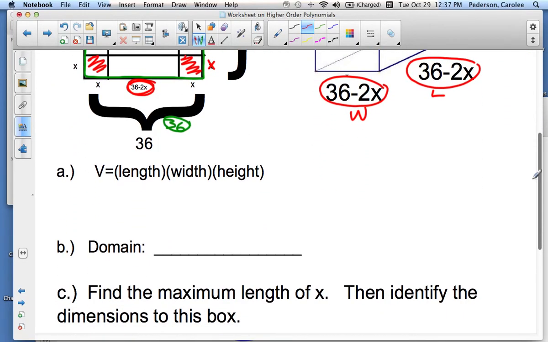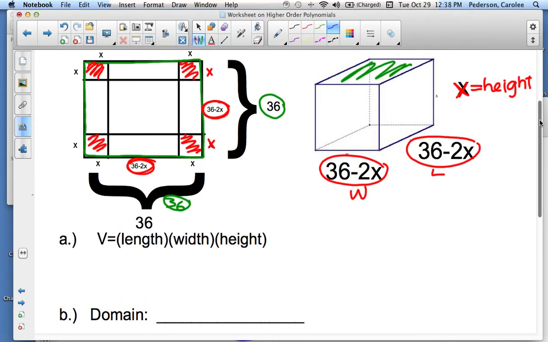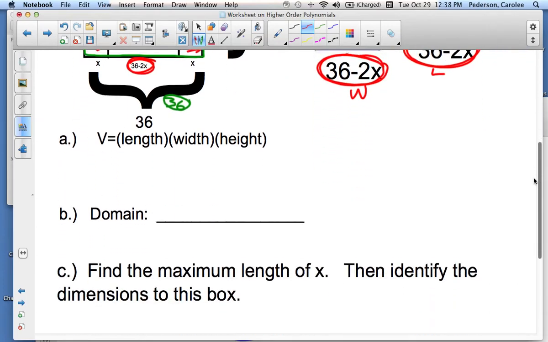Question 1. If we want to find the volume of this rectangular prism, what can we fit inside the box? I put the volume formula that you've learned in geometry. Volume equals length times width times height. How can we create this as a function? We're just going to multiply these three red pieces together: x, 36 minus 2x, and 36 minus 2x, as a function.